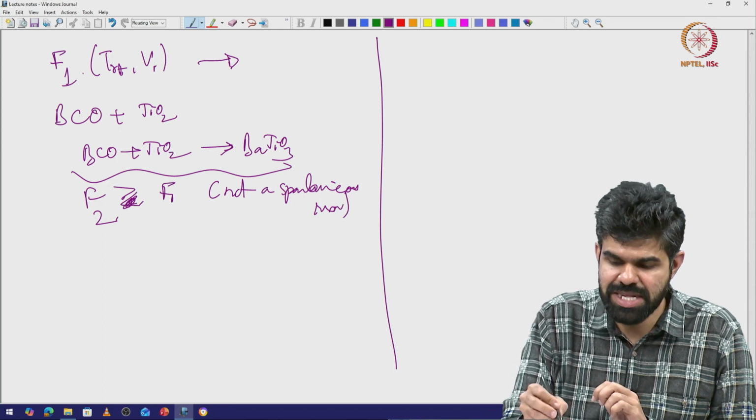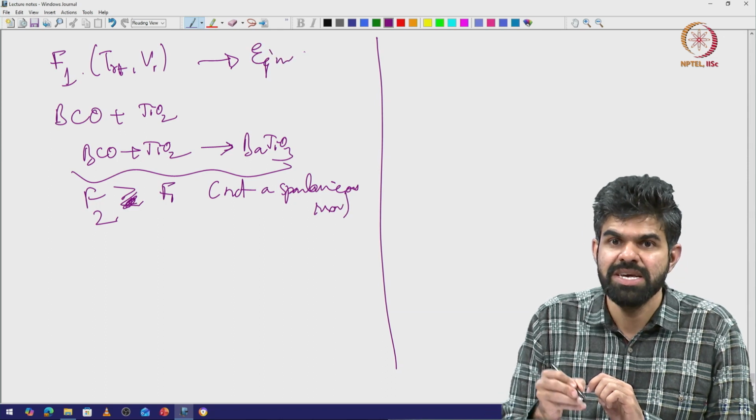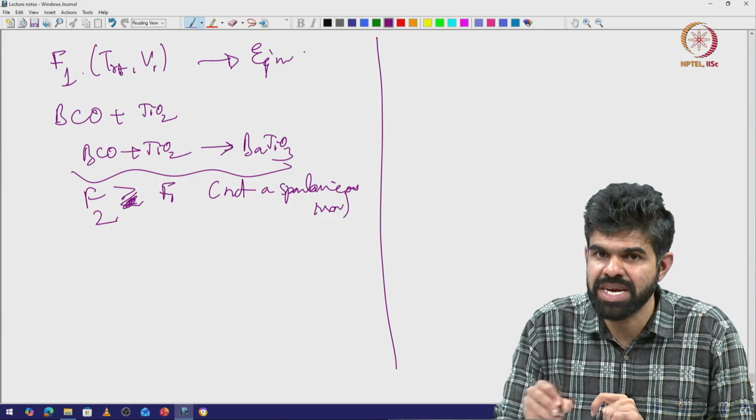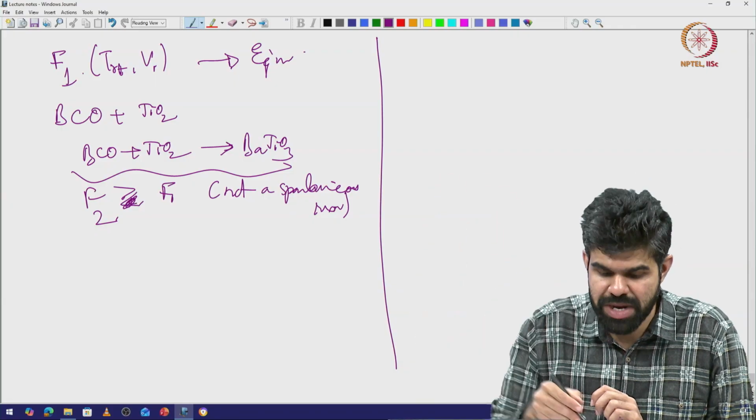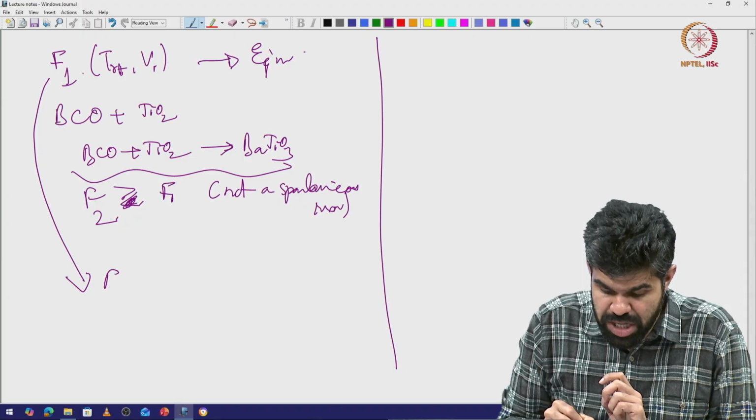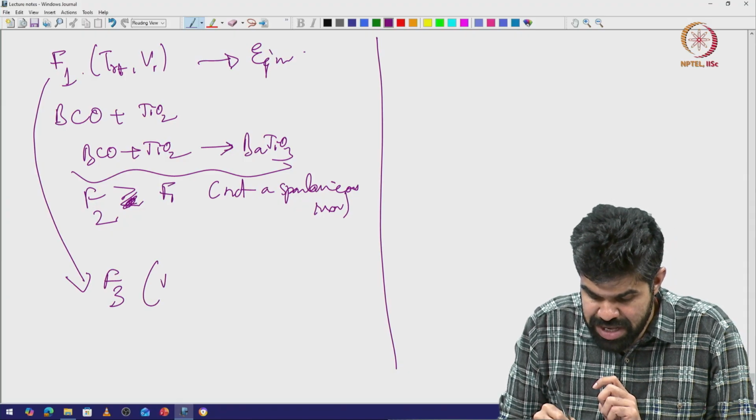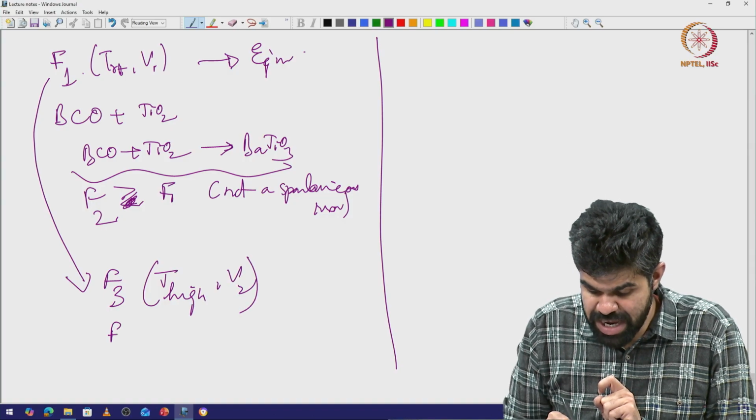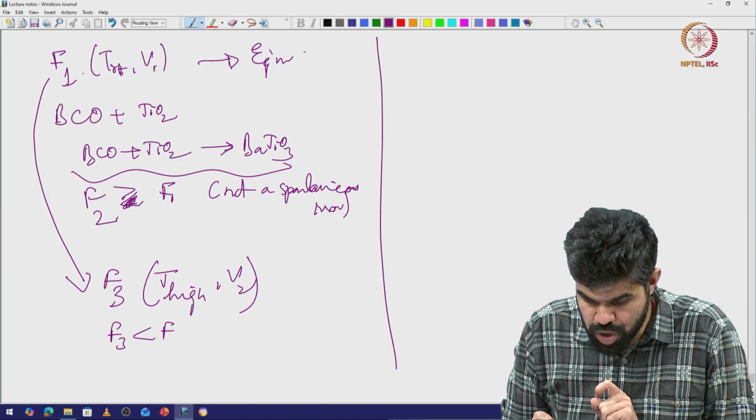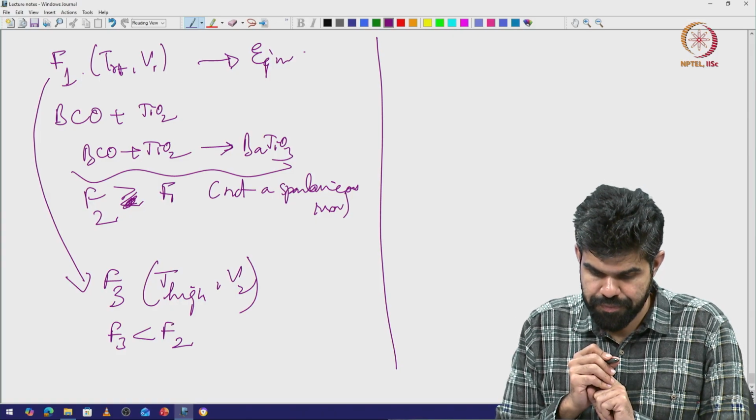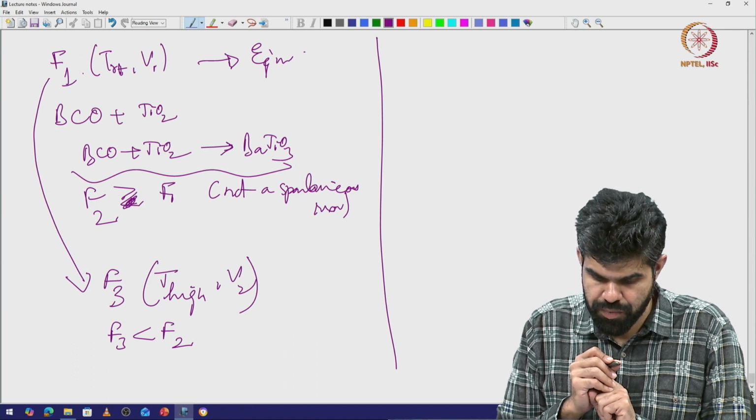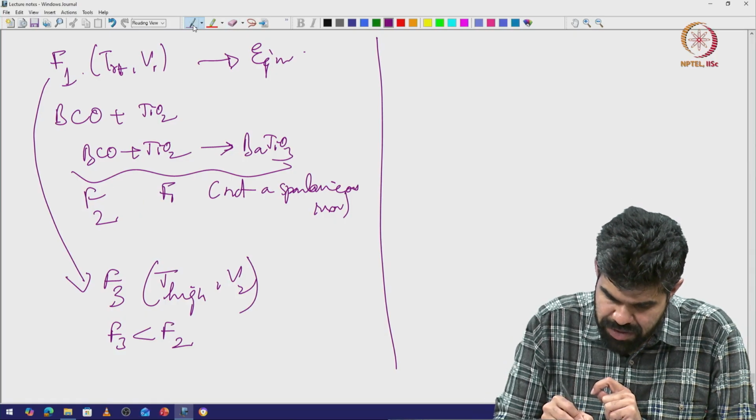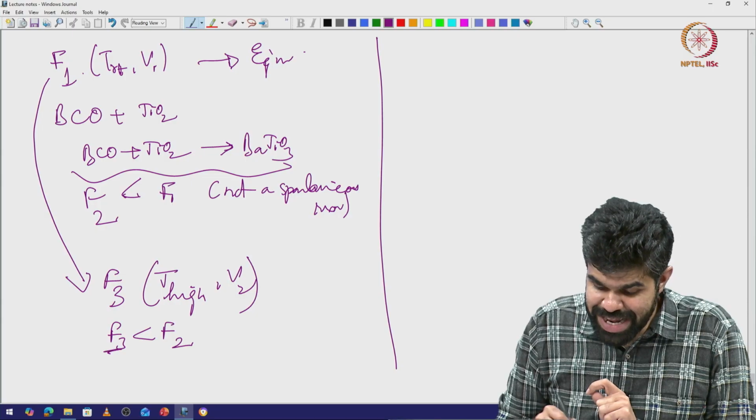So, then what I am saying is this is the equilibrium F, but just by reducing F I am not going to do this reaction, I have to increase the value of F, let us say. So, what I do instead is I change the conditions. I take it to F3, which is a higher temperature and a different volume. Now, F3 is less than F2. If F2 is greater than F1, then it will not go, right, since F2 should be less than F1.